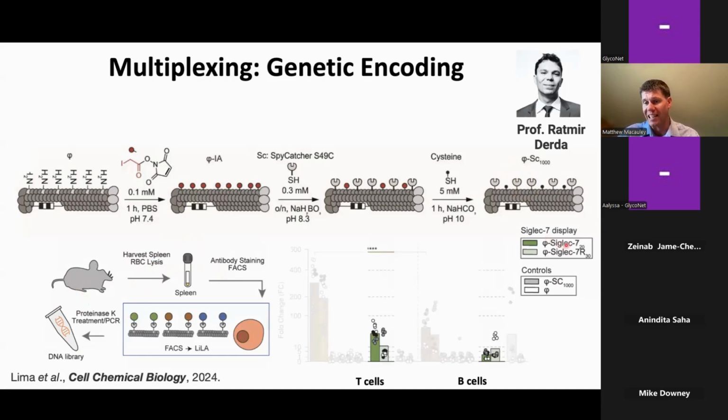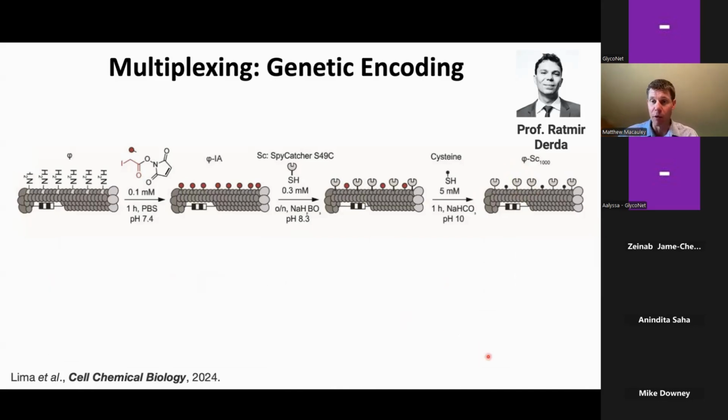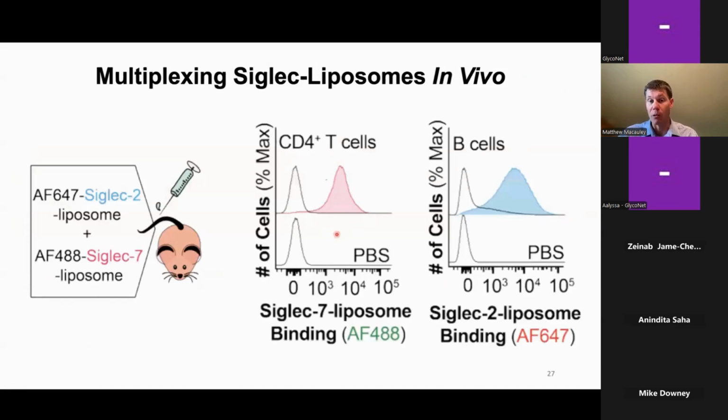In particular, Siglec 7 and the arginine mutant of Siglec 7. And something I just want to highlight here is that Siglec 7 was binding to T cells, but not very much to the B cells. So different platform and almost the same results. Siglec 7 really likes to bind to T cells.